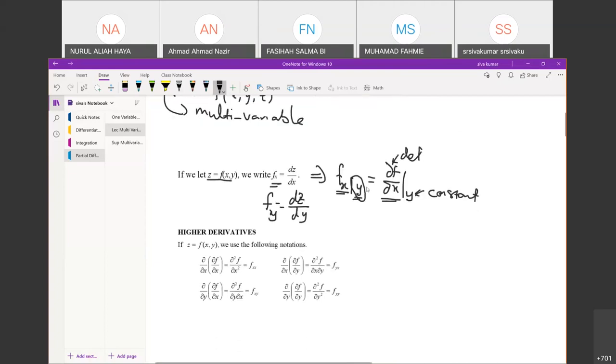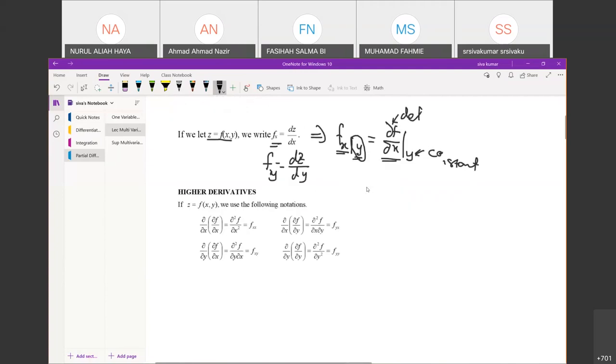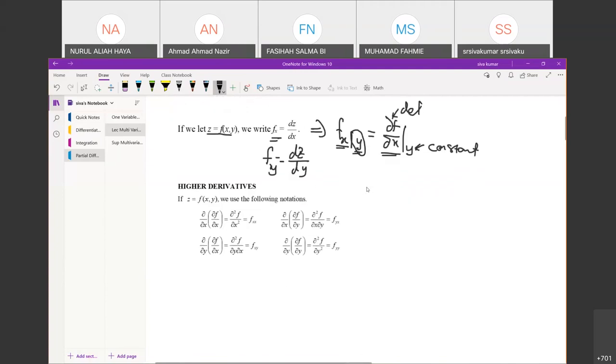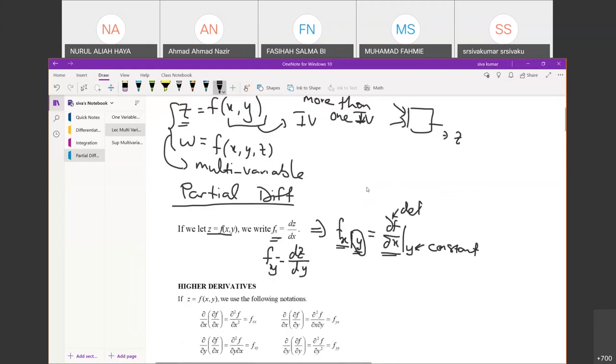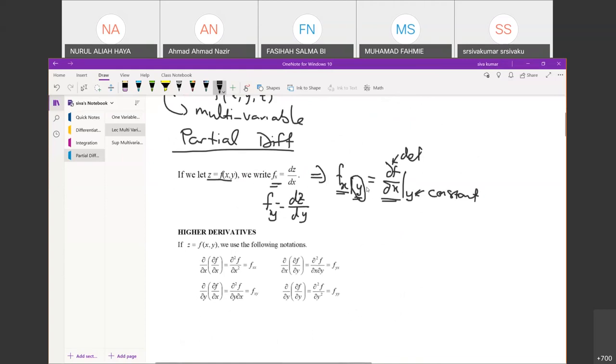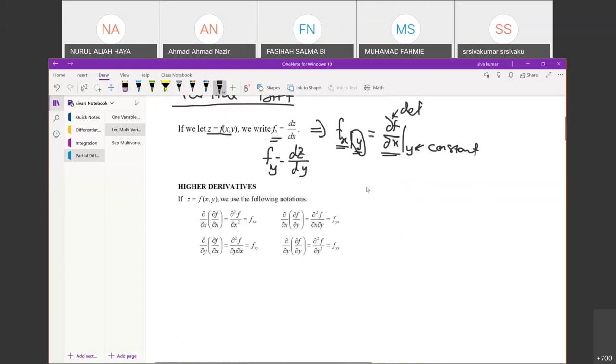Now, how do we handle higher orders? Look at the symbolic representation. Very important. This is in partial differentiation. I put the word partial differentiation. It's a function. And the way that we address it, please learn the skill here. You see how they do this?